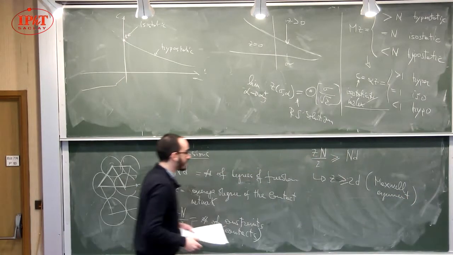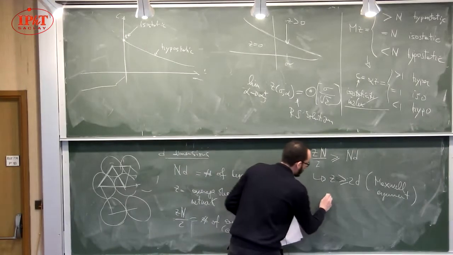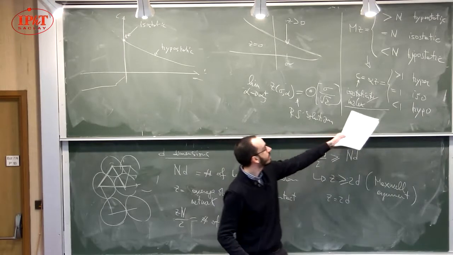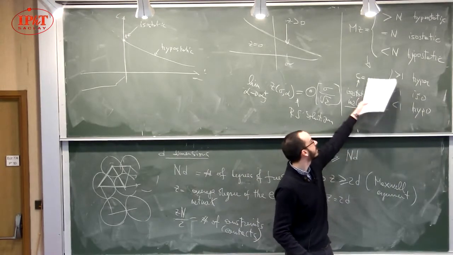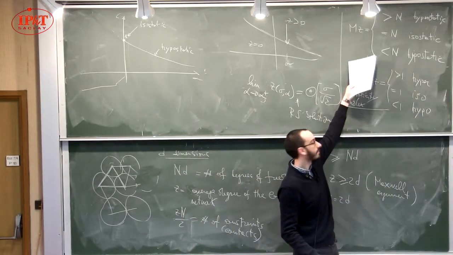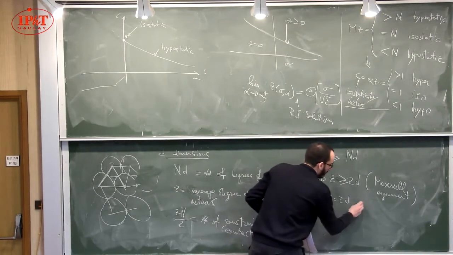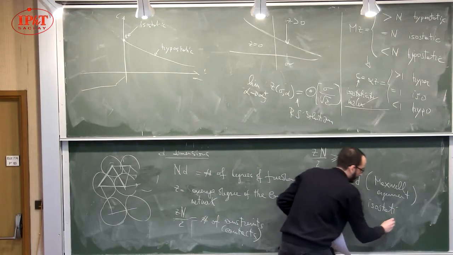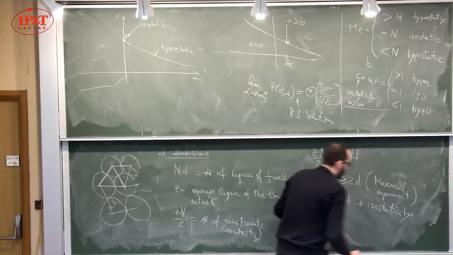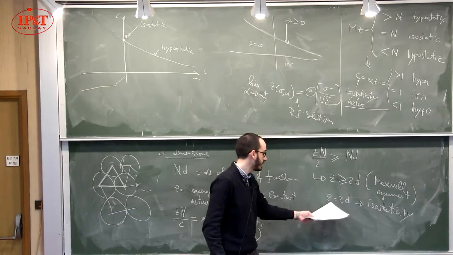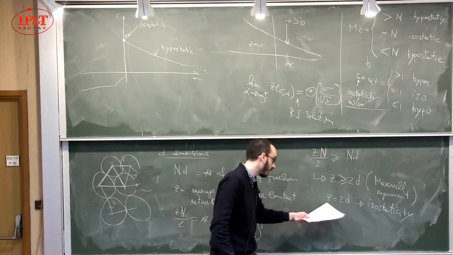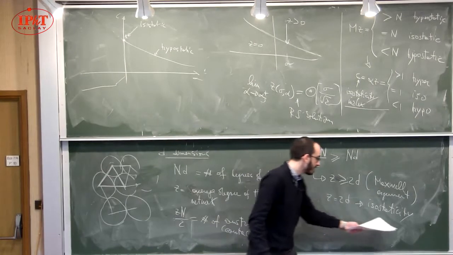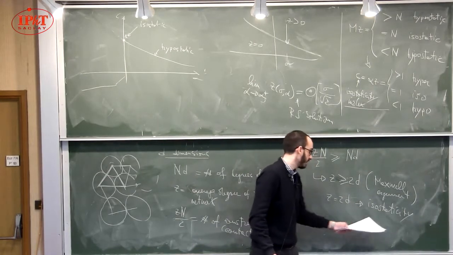And it happens that if you have z equal to 2d, then you have exactly the same condition here. So you have the number of degrees of freedom that is equal to the number of constraints. And so this is the isostatic condition. So this means that if the contact network has an average degree that is equal to 2d, the packing is isostatic, right?